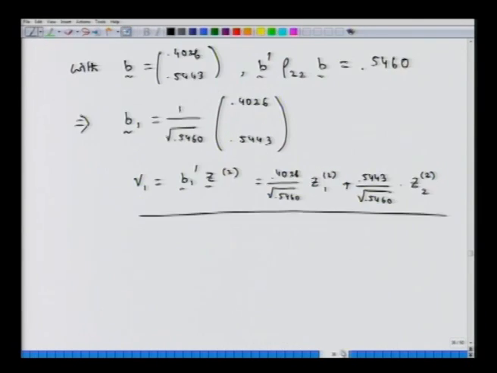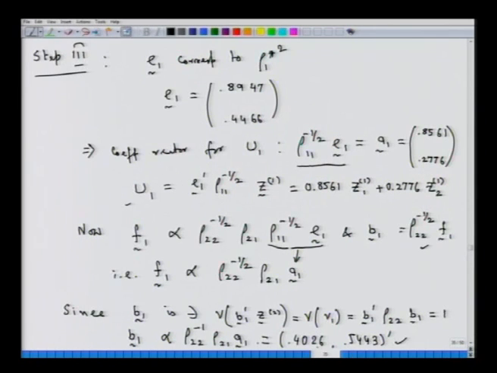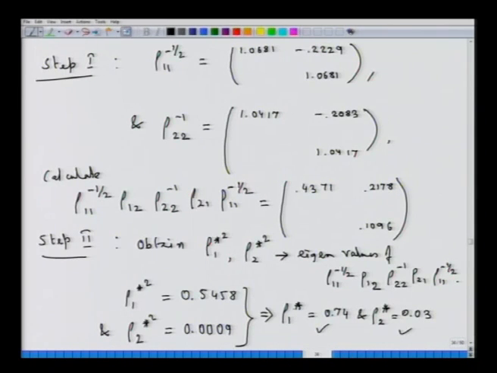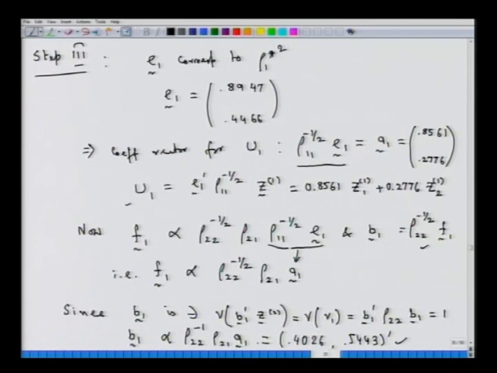So, if we further want to calculate the second pair of canonical variables, U2 and V2, what we will have to do is to get back to this rho 1 star and rho 2 star and then compute E2, which is going to be the orthonormalized eigenvector corresponding to this rho 2 star of this matrix here, and then replace E1 by E2, which should be the orthonormalized eigenvector corresponding to rho 2 star square.